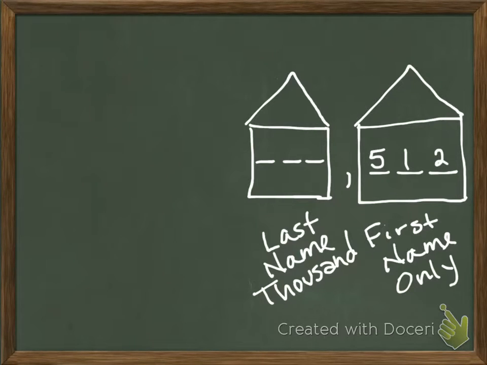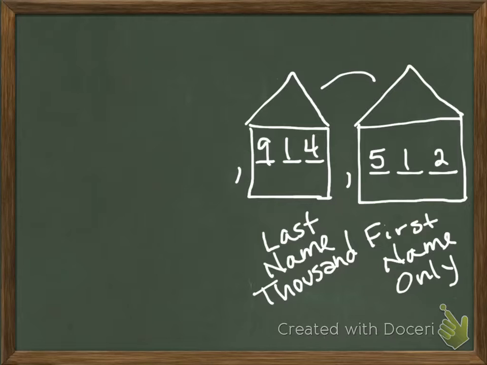So let's take a look at how that would work. If I have let's say a 4 right here, then I would say 4, last name, Thousand. And if I had to say this all together, it's 4, last name, Thousand, 512. 4,512. If I put a 1 right here, then it will be considered 14, last name, Thousand, 512. 14,512. If I put a 9 right here, then it's 914,512.